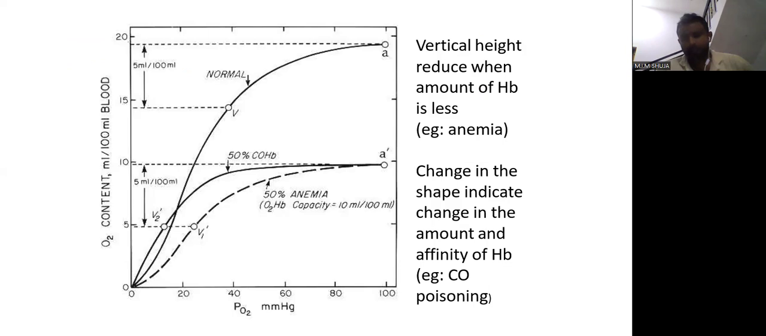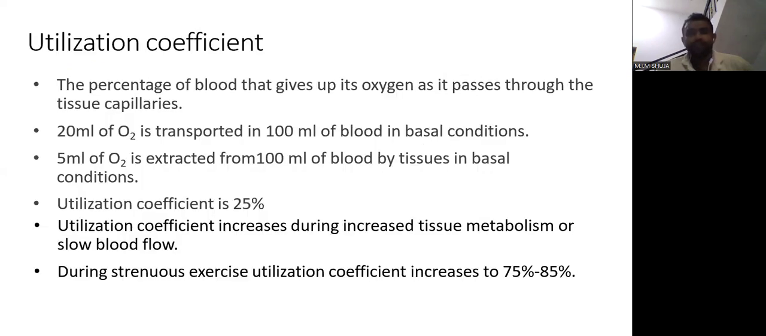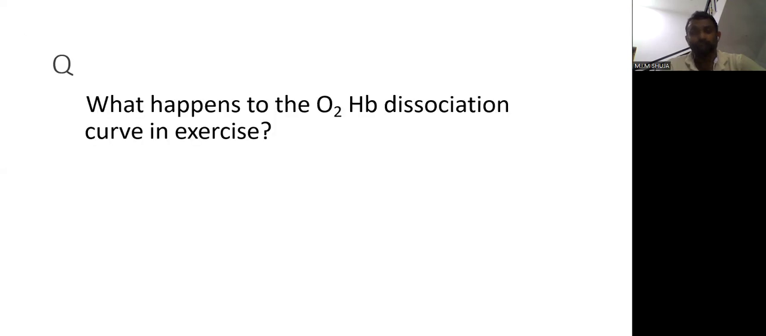This is the graph I have explained. The utilization coefficient is the percentage of oxygen extracted by your tissue per 100 milliliter of blood. So usually 20 milliliter of oxygen is transported, 5 ml of oxygen is extracted. So utilization coefficient is 25%. But in exercise, it can increase up to 75 to 85% because more oxygen will be extracted.